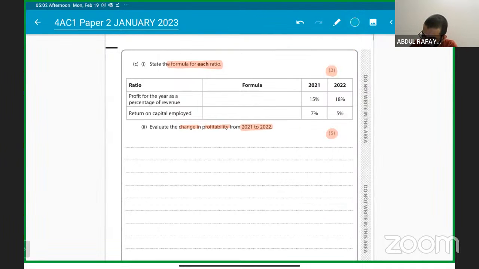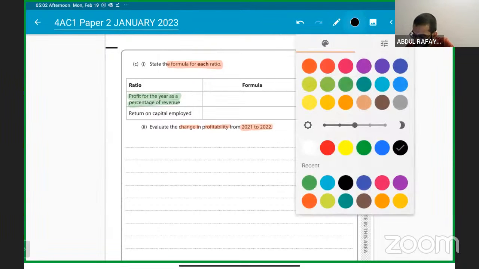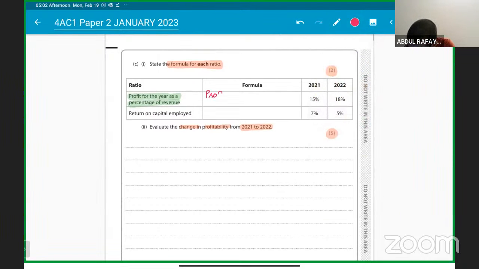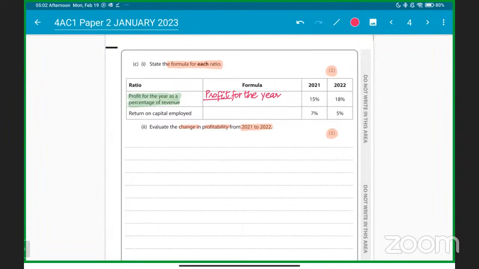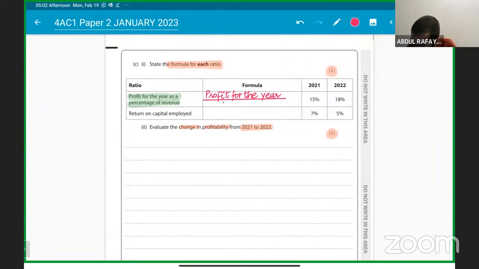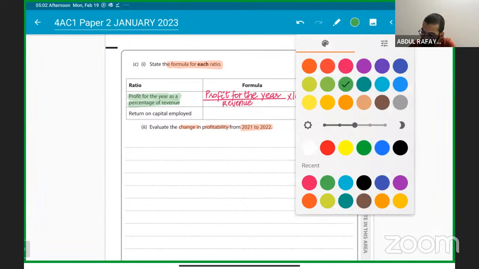So the first ratio we need is profit for the year as the percentage of the revenue. It's very simple. You can just simply write it down: profit for the year divided by revenue into 100. Try to fit the words in the box only. Profit for the year divided by revenue into 100. That is the formula. Understood? Got the formula for the ratios?